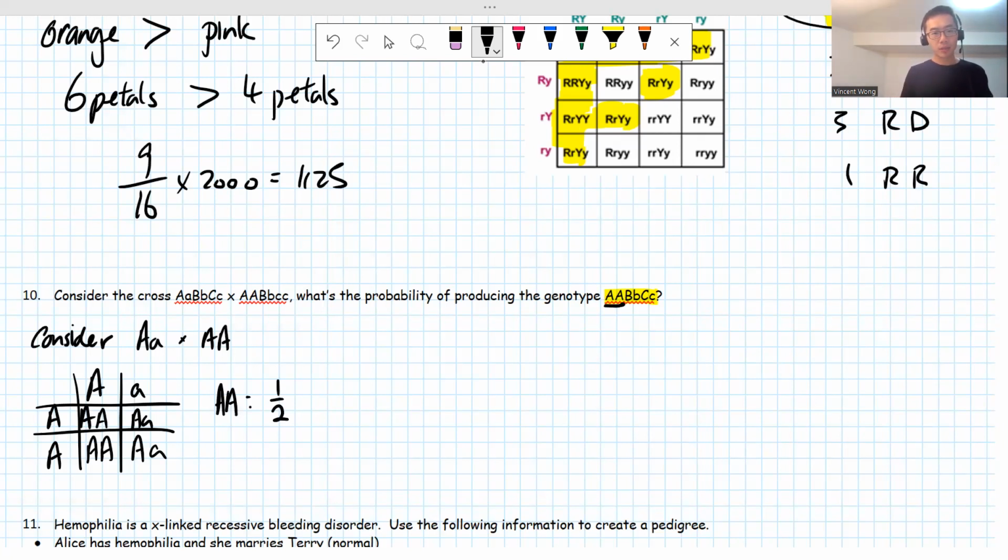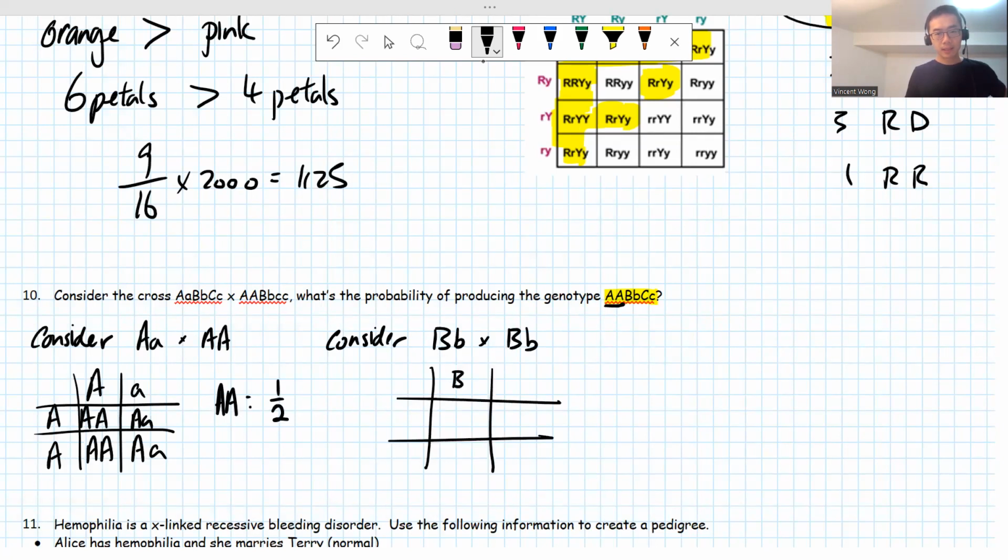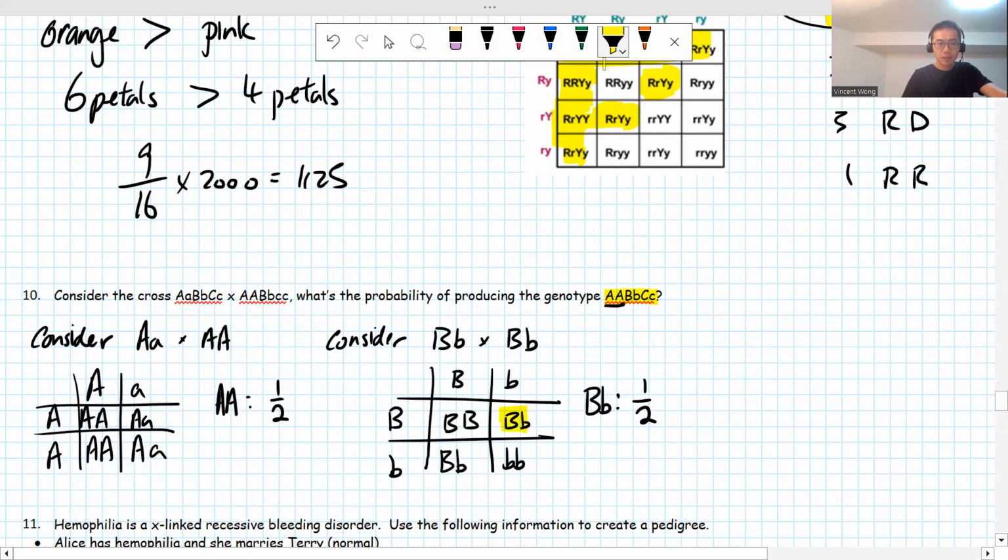Next, we're going to do the B. So consider big B, small b, cross big B, small b. You should be very familiar with these kinds of tables now. And we're looking for big B, small b. That would be 1/2 as well. Just going to highlight them for you.